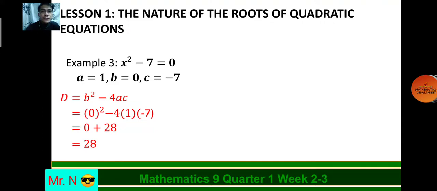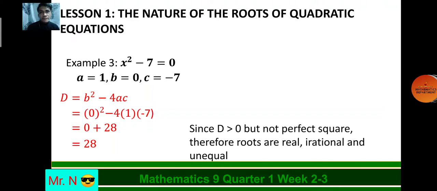Next question. Ano ba yan? Yan ba ay perfect square or not? Kasi greater than 0 eh. Dalawa yung conditions na meron doon kapag greater than 0. Perfect square ba o hindi? 28 class is not a perfect square because if you get the square root of 28, the result is a decimal number. Hindi exact or hindi whole number ang sagot. So therefore, the roots are real, irrational, and unequal. Okay?